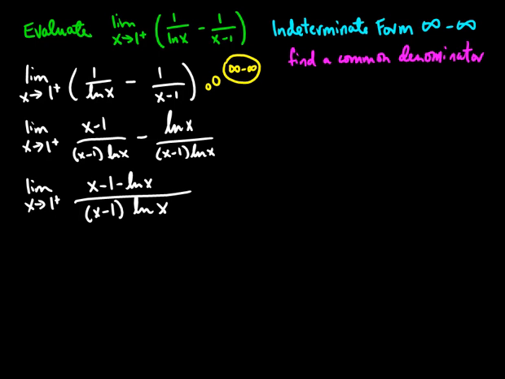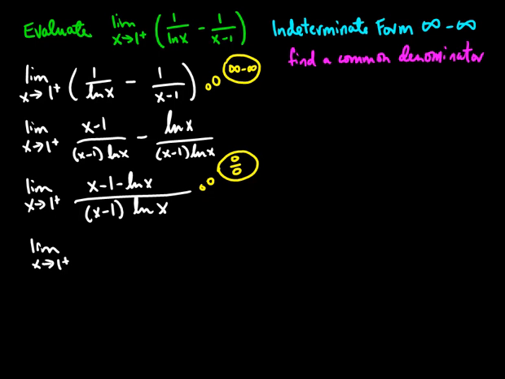As x approaches 1 from the right, x minus 1 is going to approach 0, and ln of x is also going to approach 0. So that gives us a 0 in the numerator, and in the denominator we end up with 0 times 0. So we have a form to which L'Hopital's rule can be applied directly.